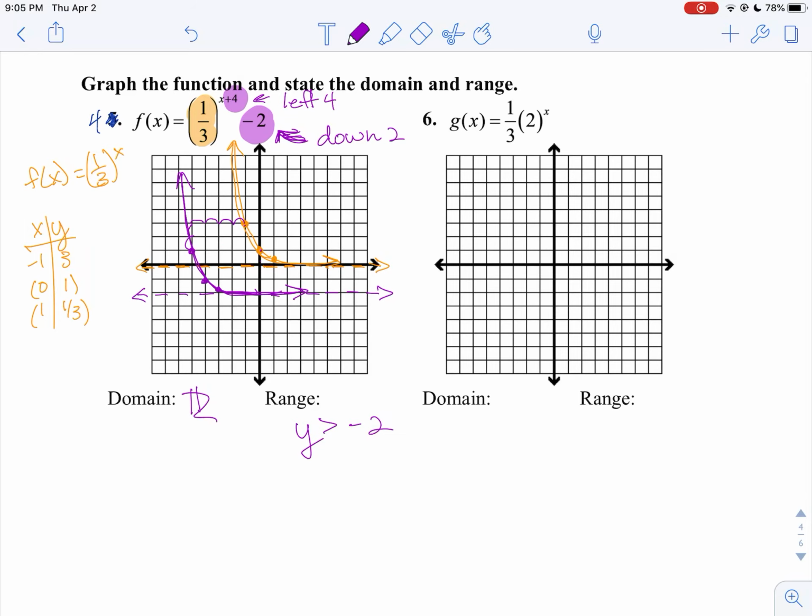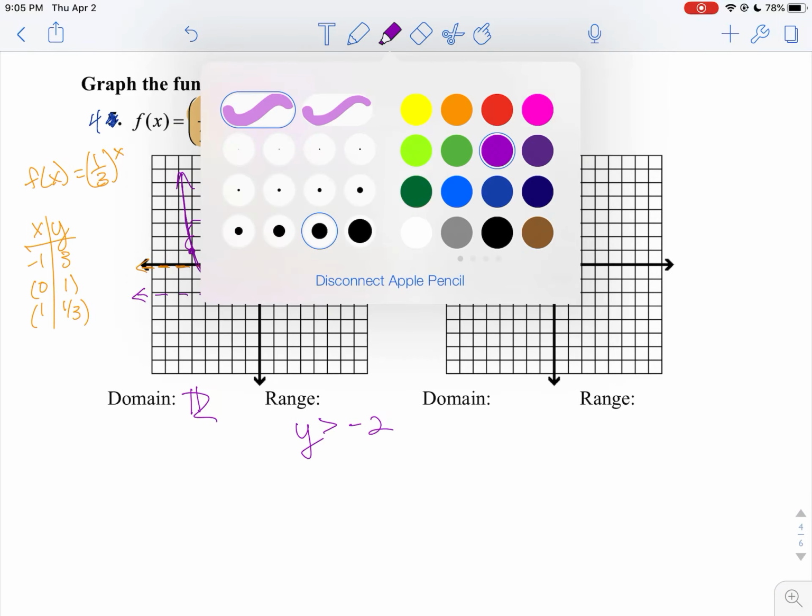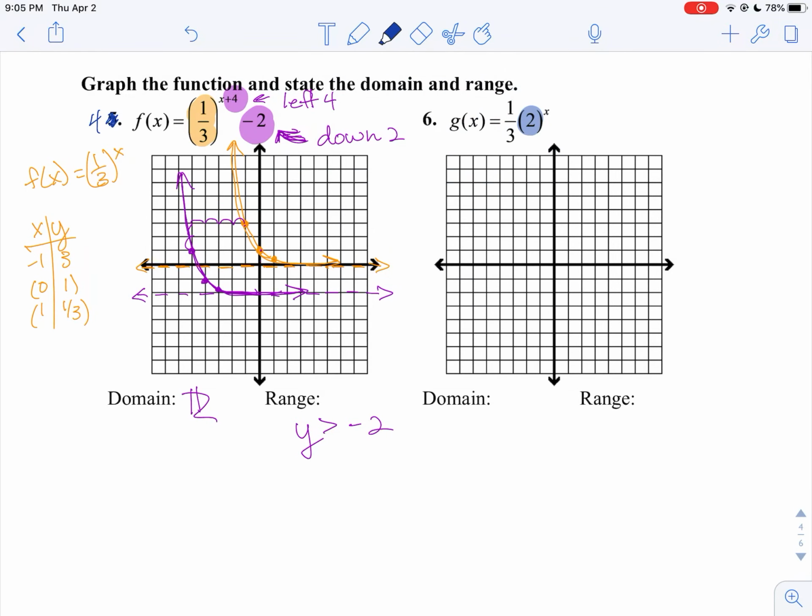All right, let's look at number 6. What is going on with number 6? I'm again going to start with just the basic parent function. And so I'm going to graph g of x equals 2 to the x power first, and then I'll deal with that 1/3 outside next. So if I again make my basic XY chart with my x values of negative 1, 0, and 1, then my y values would be 1/2, because a negative exponent makes it a reciprocal, 1, anything to the 0 power is 1, and 2, because 2 to the first power is 2.